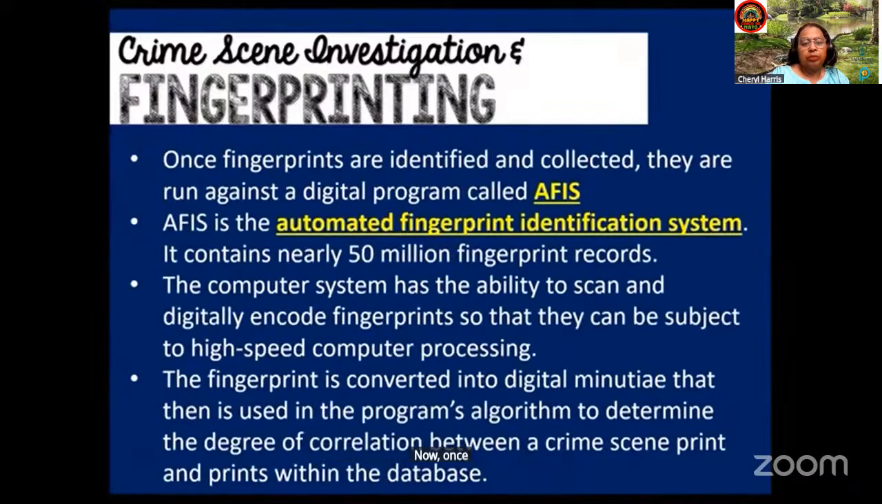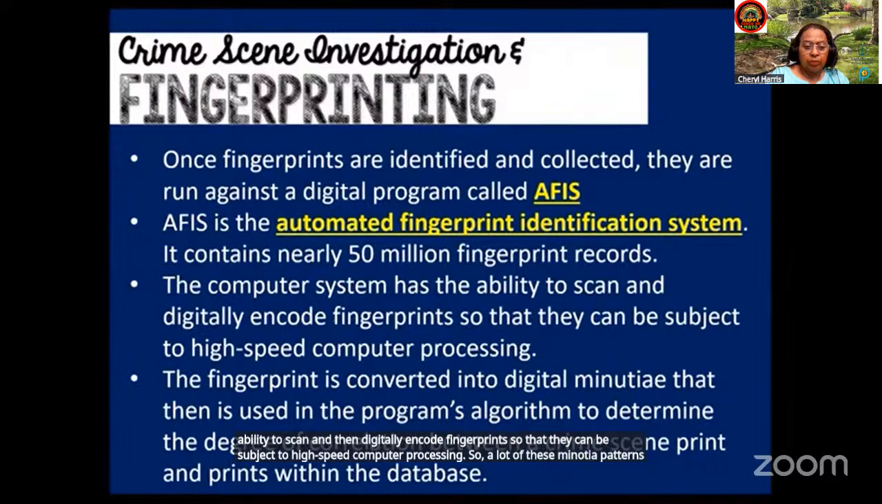Now, once fingerprints are identified and collected, they're run against and stored in a digital program called AFIS, which is short for the Automated Fingerprint Identification System. At the current time, AFIS contains about 50 million fingerprint records, which is a lot of fingerprint records. This computer system has the ability to scan and then digitally encode fingerprints so that they can be subject to high-speed computer processing. So a lot of these minutia patterns can be detected using computer software.